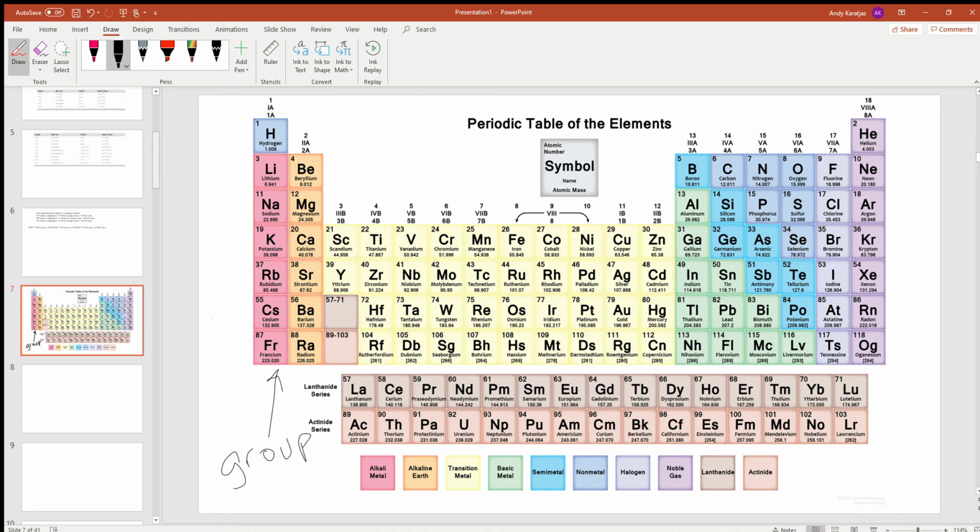When we go across the table, or across a row, we refer to that as a period. So currently we have 7 periods in the periodic table. But as I said earlier, when that element 119 is discovered, or we should more accurately say synthesized, then we'll have to start an 8th row or an 8th period.